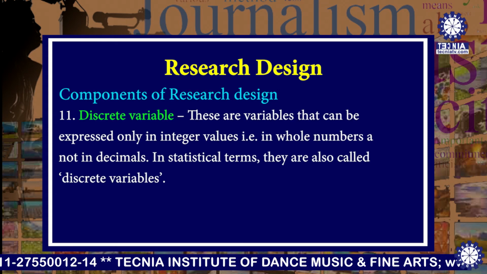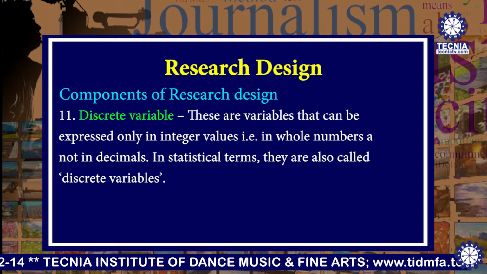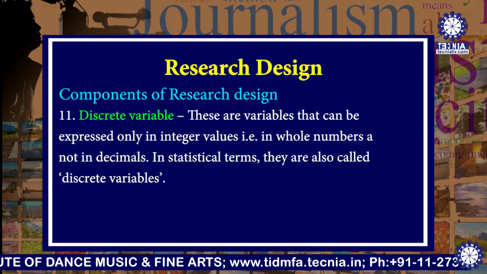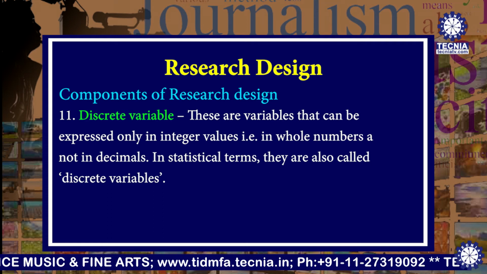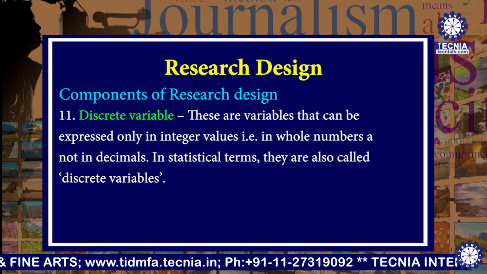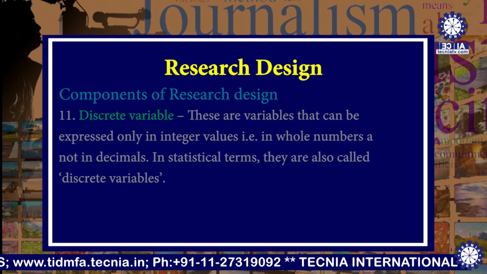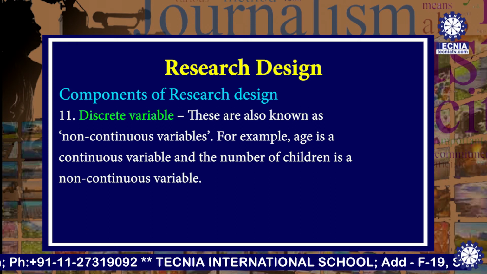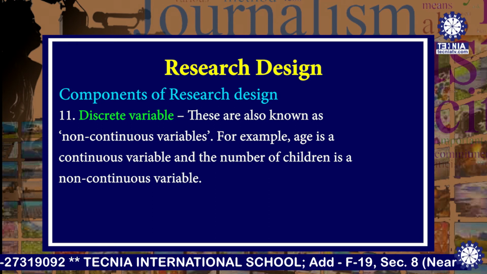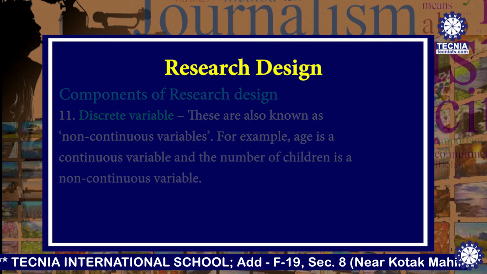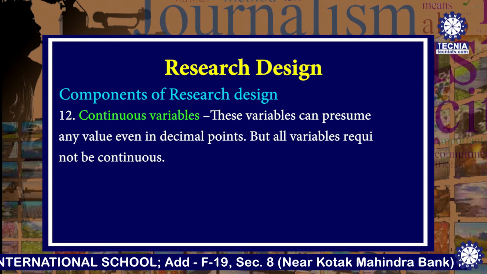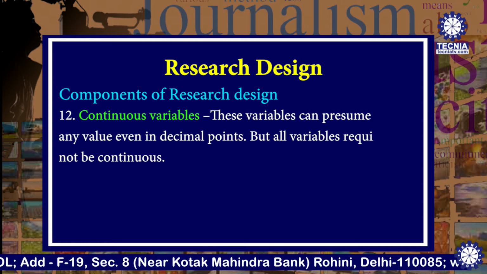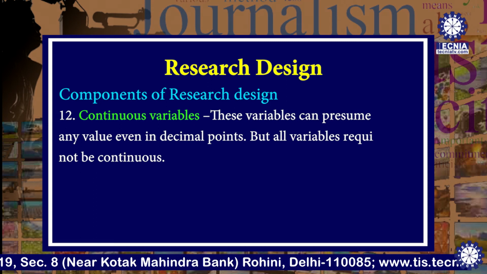The 11th component is discrete variable. These are the variables that can be expressed only in integer values, that is in whole numbers and not in decimals. These are also known as non-continuous variables. For example, age is a continuous variable and the number of children is a non-continuous variable. The 12th component is continuous variable. These variables can presume any value in decimal points, but all variables need not be continuous.